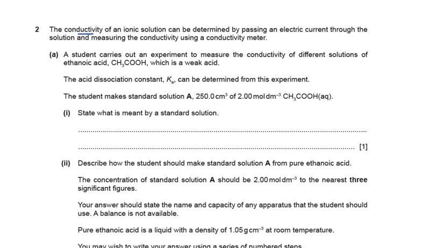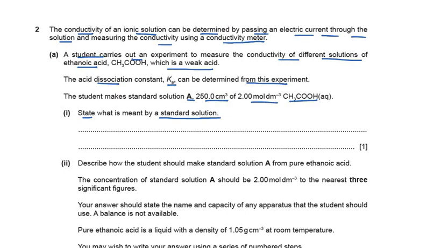The conductivity of an ionic solution can be determined by passing an electric current through the solution and measuring the conductivity using the conductivity meter. A student carries out an experiment to measure the conductivity of different solutions of ethanoic acid, which is a weak acid. The acid dissociation constant Ka can be determined from this experiment. Now the student makes a standard solution A of 250 cm³ of 2 mole per dm³ ethanoic acid. State what is meant by a standard solution.